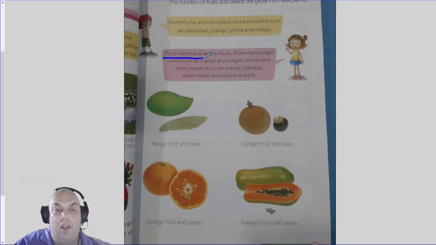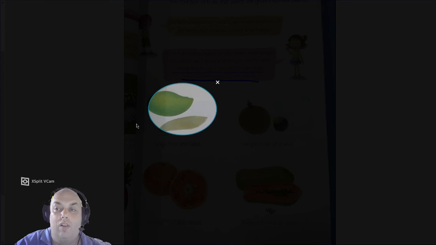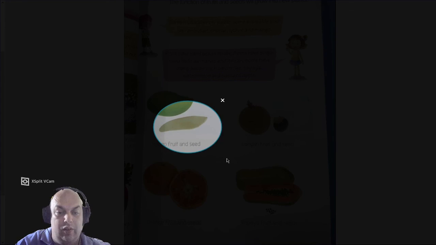Fruits have hard seeds inside. Some have single seeds, such as a mango and longan. Some have many seeds, such as orange, papaya, watermelon, and custard apple. And so over here we can see the mango with one big seed. Yes, this is the mango and this is the seed.